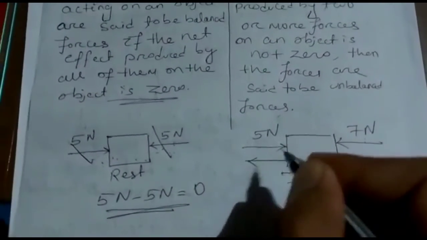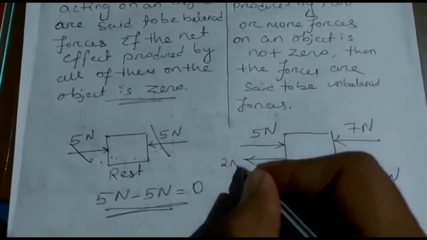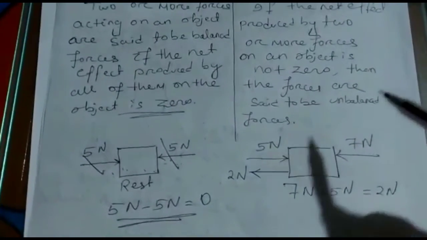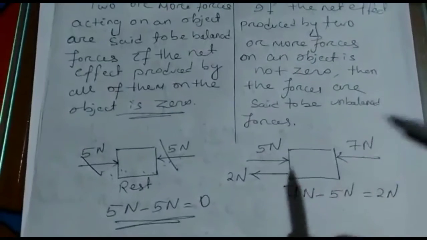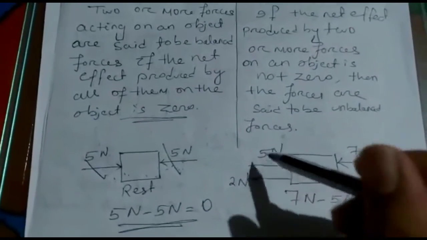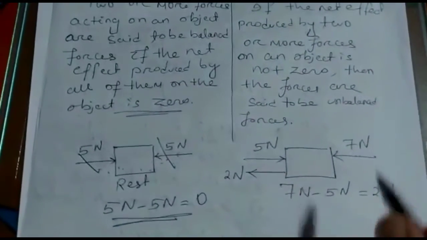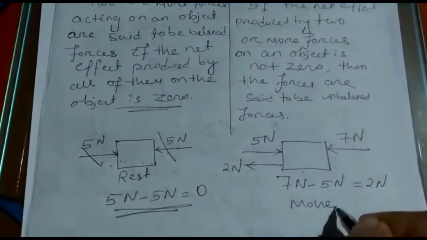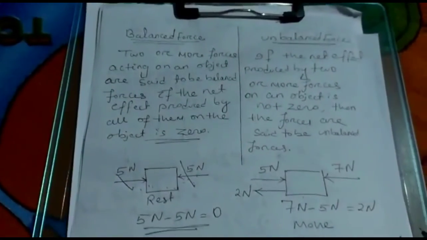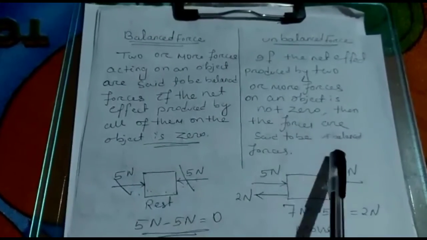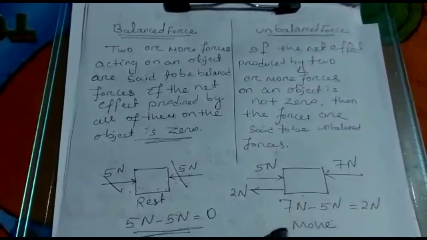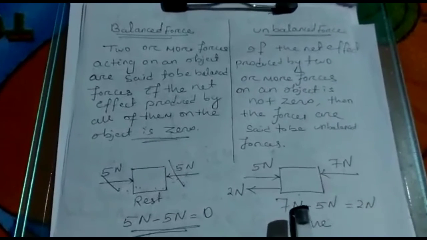The body will move in this direction having the force of 2 Newton. This type of forces are known as unbalanced forces. These are not balanced. Okay, that means their effect will not cancel. The body will not continue its rest position. The body will move. Okay, so these are the examples of balanced and unbalanced forces. In our next class we will discuss about Newton's first law, second law and third law accordingly one by one. Okay.